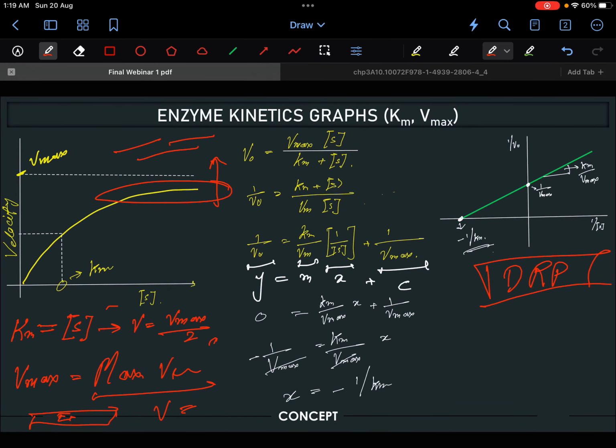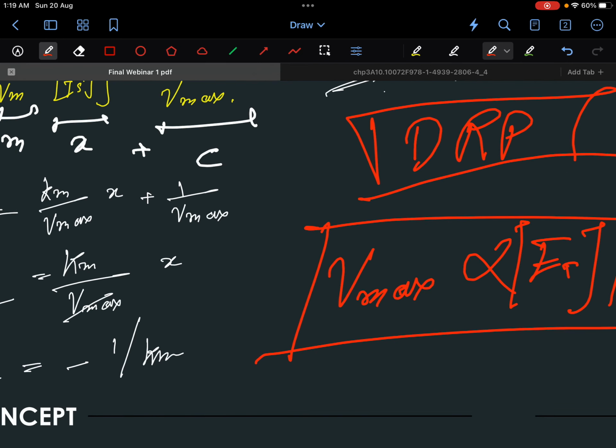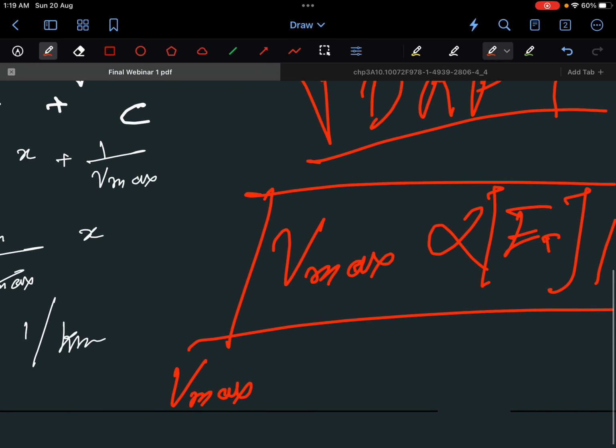So what I'm trying to say is Vmax is directly proportional to the concentration of the total enzyme that was present before the reaction, right? Let me just write it clearly. Yeah. So Vmax is a property of the total concentration of the initial enzyme. This is very important. I will explain in the next few slides why it is important. Vmax is a property of the concentration of the total enzyme, right?